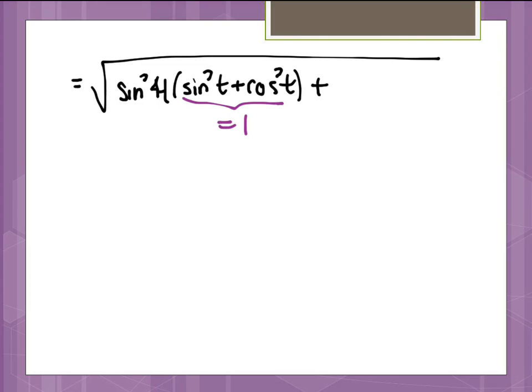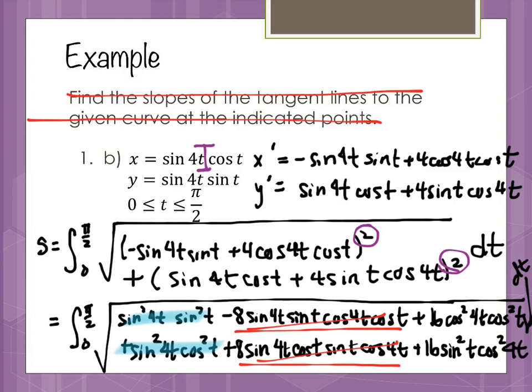Is that the very first piece you took out? That is the very first piece. Over here, it's the part that's highlighted in blue. They both had a sine squared 4t in them. So I factored that piece out, and the pieces that are remaining are the sine squared and the cosine squared.